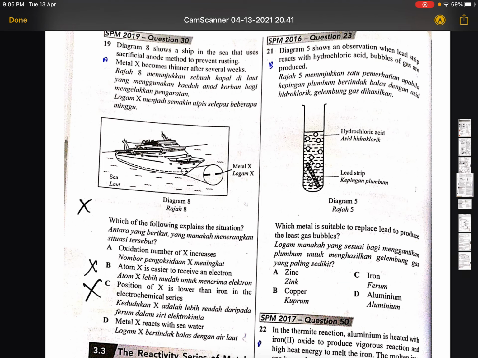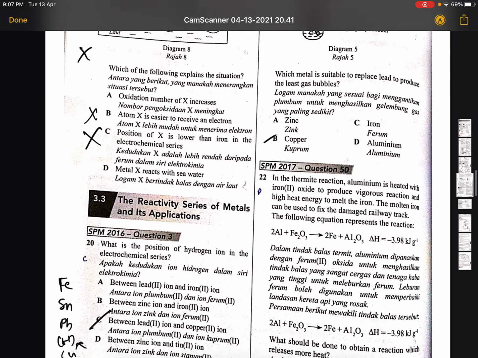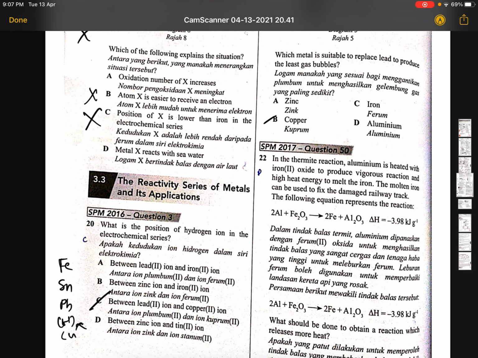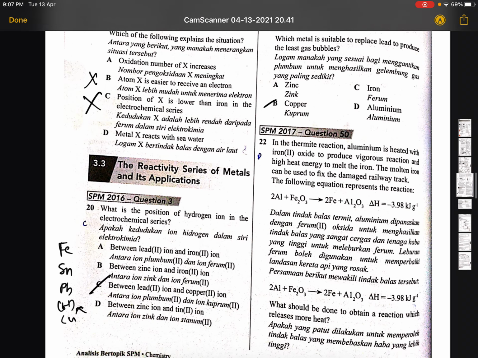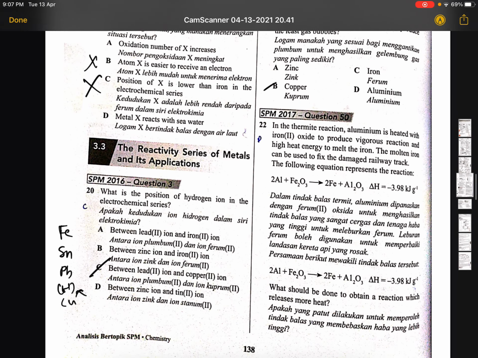Okay, diagram 5 shows an observation when lead strip reacts with hydrochloric acid, bubbles of gas are produced. Which metal is suitable to replace lead to produce the least gas bubbles? So you're going to choose a less reactive metal. So that will be A, B, C, or D. I think that will be, wait. Yeah, you want to choose the least reactive one, which is copper. So it's B.